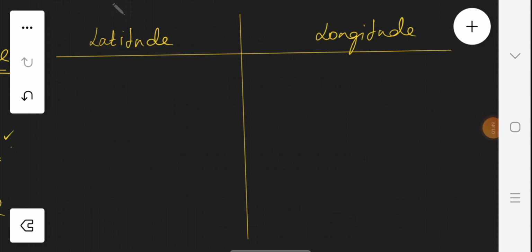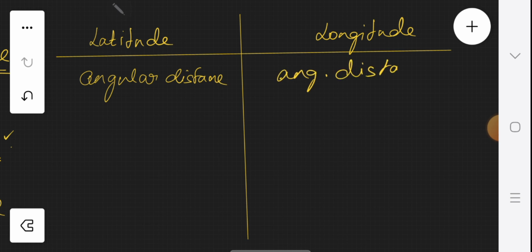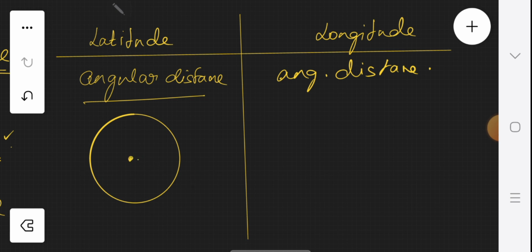If you ask me what is the difference between latitude and longitude, both are angular distance. Even longitude is also angular distance. Now what do you mean by angular distance? So if this is the earth and this is the equator, the center of the equator. Now if we draw this equator this way, and suppose we have another latitude that is passing the earth somewhere here, the angle that this point and this point makes with the center of the earth is known as angular distance. So this is for latitude.